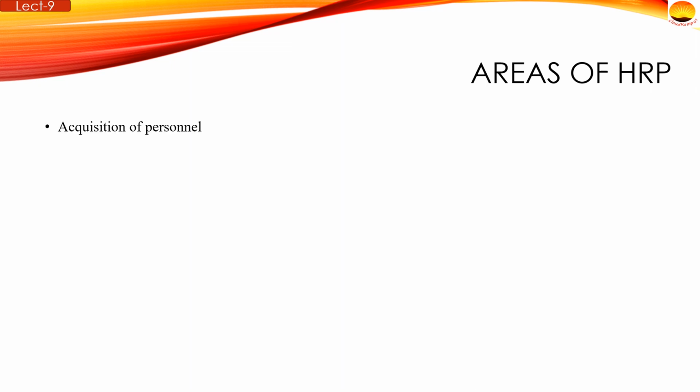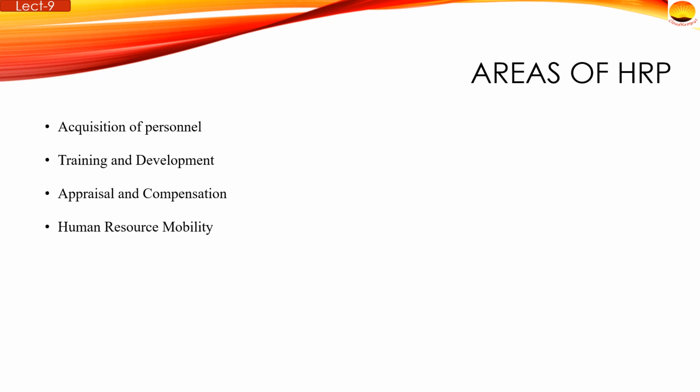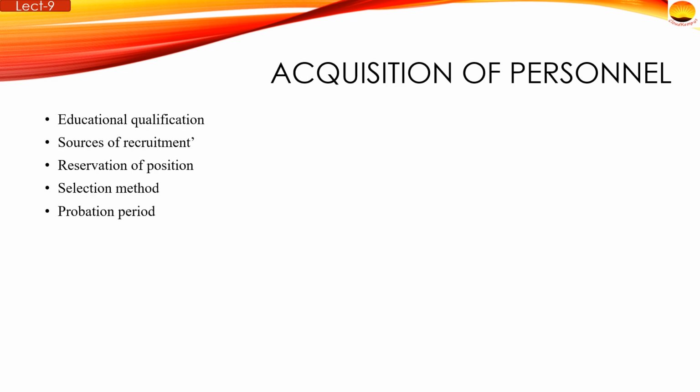First one is acquisition of personnel, training and development, appraisal and compensation, human resource mobility, working condition and work schedule, industrial relations. The first one is acquisition of personnel. Acquisition means hiring people. So at that time, it's always decided what should be the education qualification, what are the sources of recruitment, internal sources, external sources of recruitment. Internal sources means whether people from within the organization need to be promoted to the vacant position or whether people need to be hired from outside.